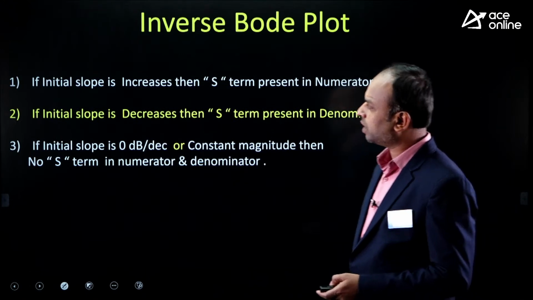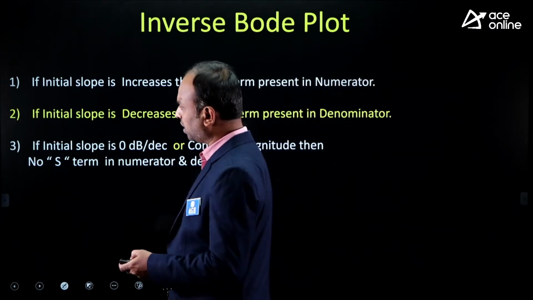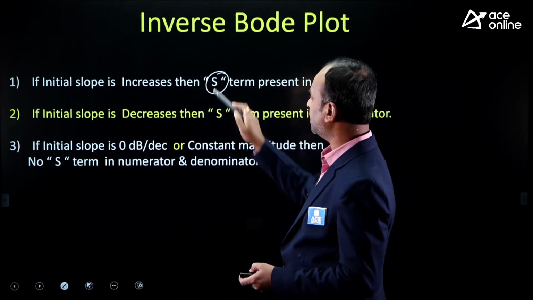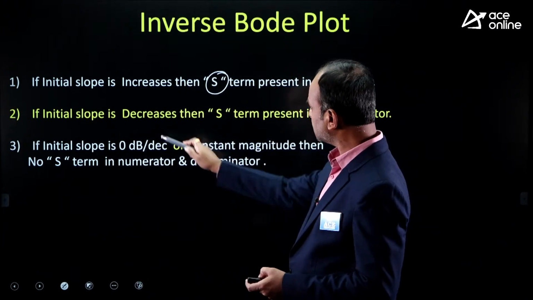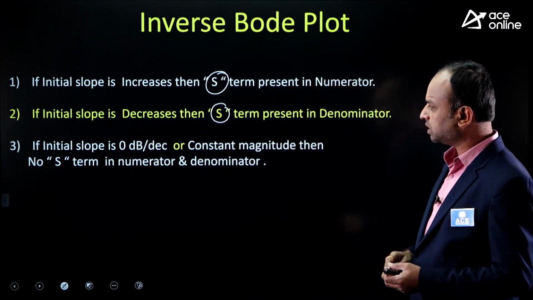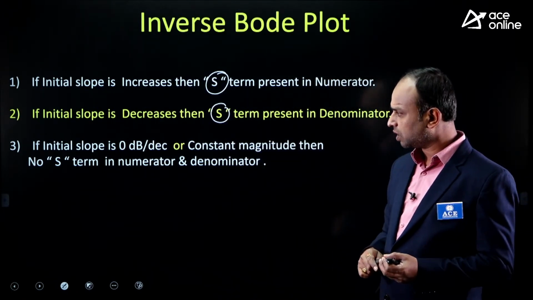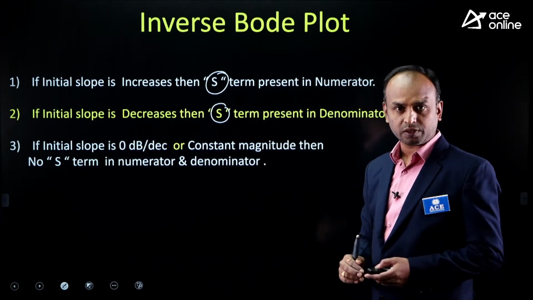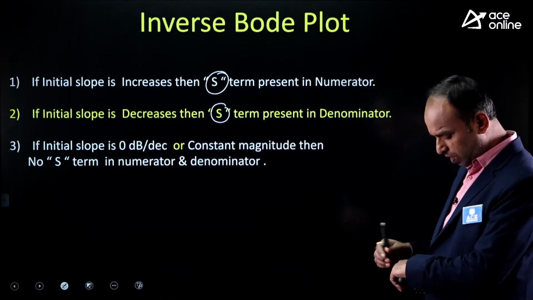Important information related to the inverse Bode plot: if the initial slope increases, there is an S term present in the numerator of the transfer function. If the initial slope decreases, then an S term is present in the denominator. If the initial slope is 0 dB per decade, or constant magnitude, then no S term is present in the numerator and denominator. This is important information related to the inverse Bode plot.